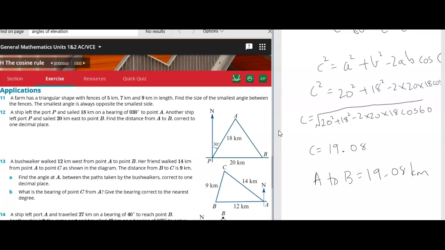You don't really need to put the kilometres in, but put the kilometres in. You also, and I was just thinking about this when I was doing the answer, think about what your answer is going to be. So let's say we forgot to take the square root of that.